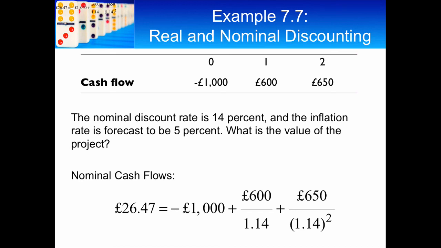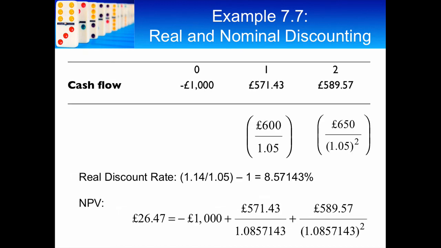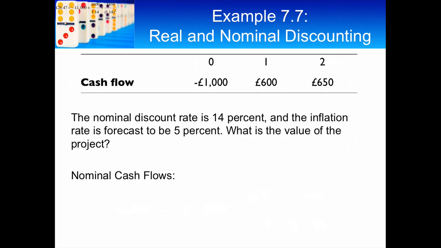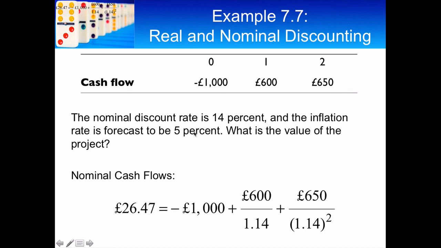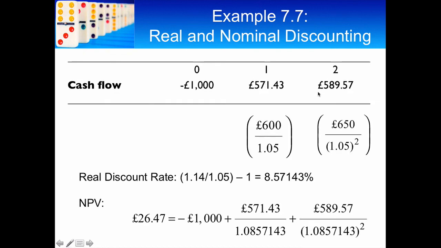Now let's move to looking at this from the real cash flow perspective. With the real cash flows, you're discounting the future cash flows by 1 plus the inflation rate to the power t. So we were told that the inflation rate is 5%. You can see that here. So discounting these cash flows of 600 and 650, you end up getting real cash flows of this amount.